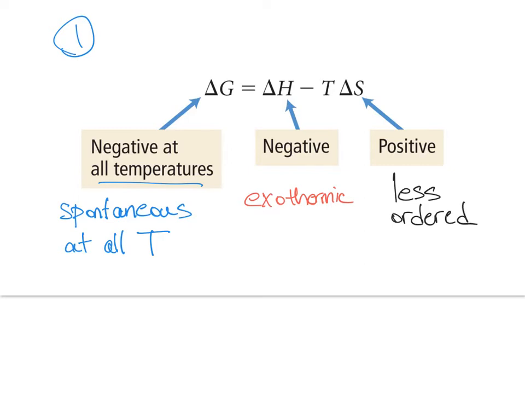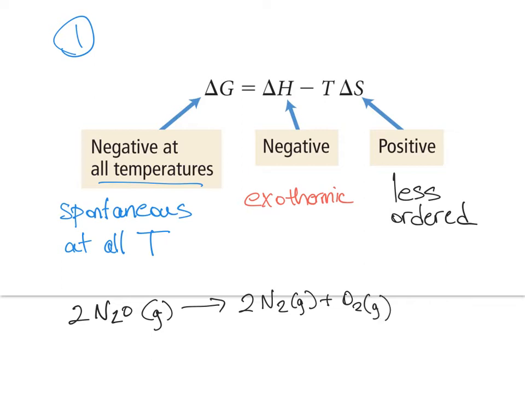Let's look at an example equation. 2 dinitrogen monoxide gas goes to 2 nitrogen gas plus oxygen gas. I know that delta H for this reaction is negative 163.2 kilojoules. So it is exothermic.